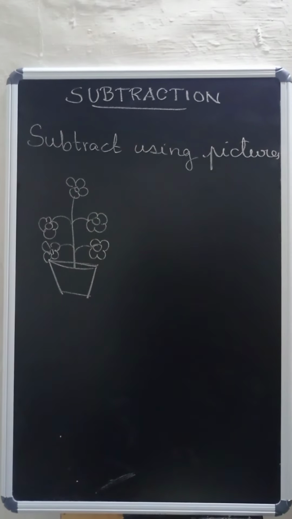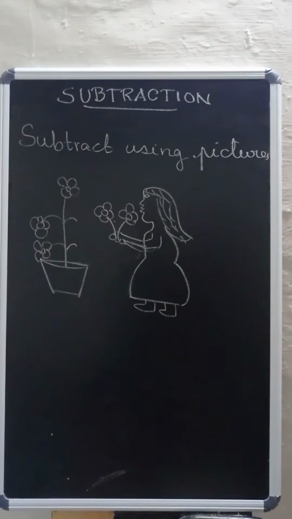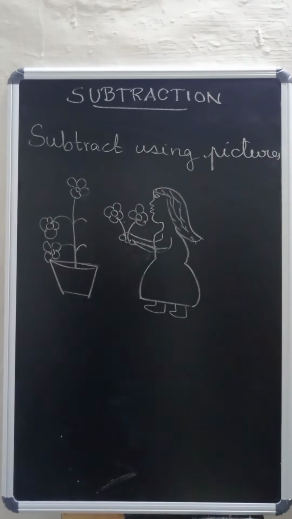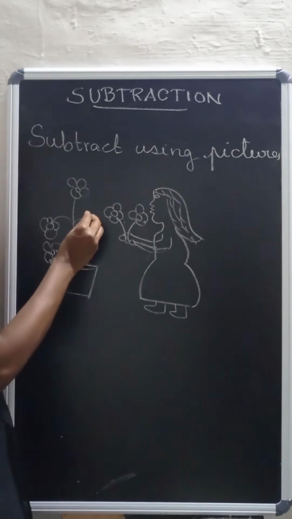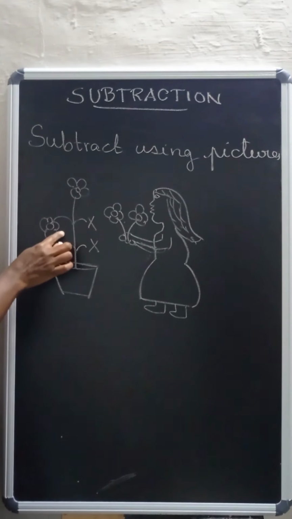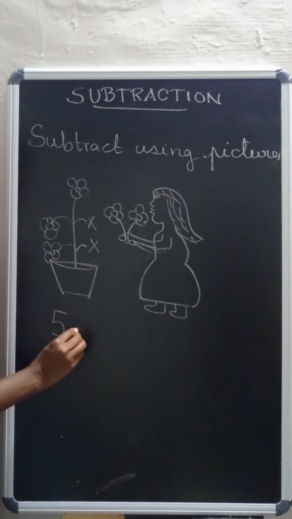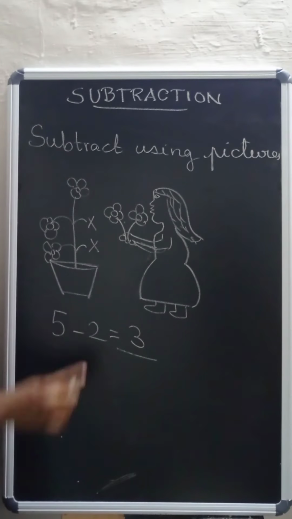First we are going to understand subtraction using pictures. Now see, you can see a plant having 5 flowers. A girl named Hasini plucks 2 flowers from the plant. How many flowers are now left in the plant? Look at the picture. There were 5 flowers in the plant and Hasini took away 2 flowers. So these 2 went off. Now how many flowers are remaining? 1, 2, 3. So 5 minus 2 is equal to 3. So subtraction means to take away.